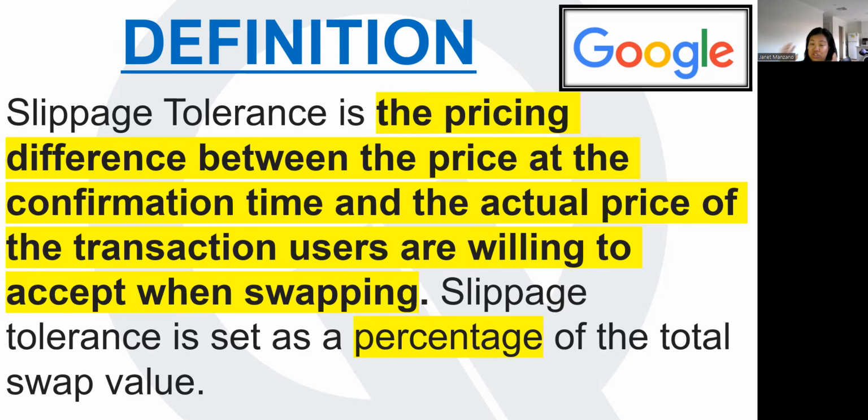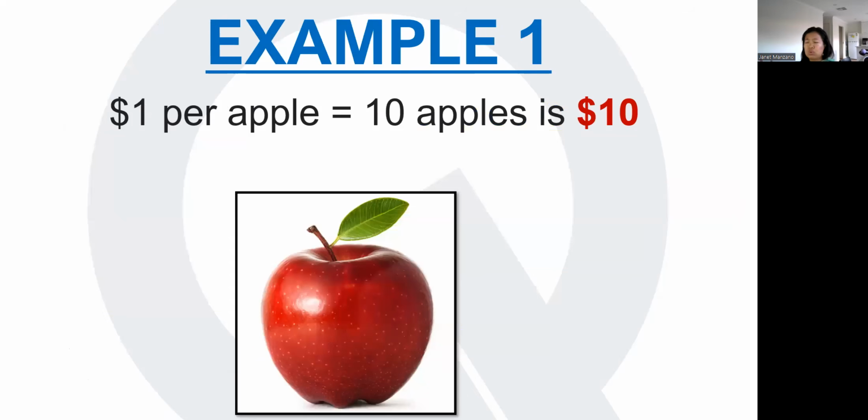So just to give you a layman's example to understand what's happening when you do a transaction, this one is very easy to understand. Let's say you go to the market and you want to buy one apple, and this apple is only $1 each, right? And because of that, you decided to buy 10 apples. So 10 times $1, it will only cost you $10.